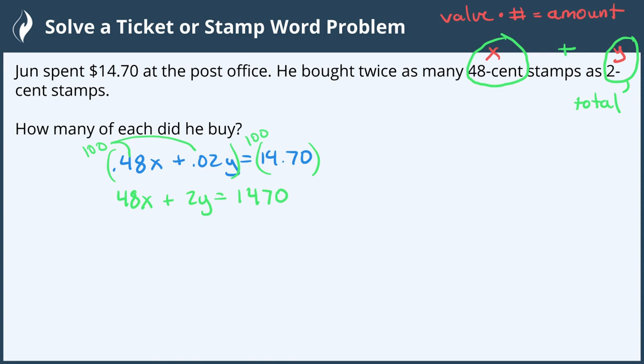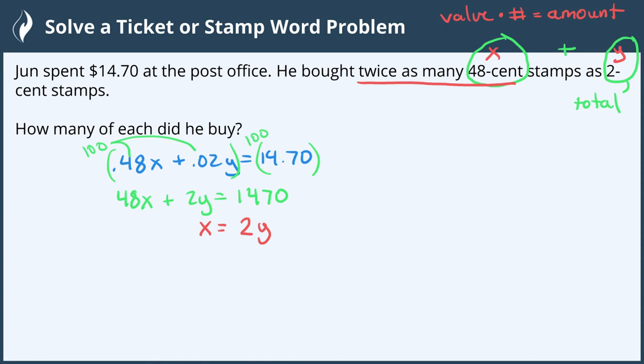Now for our second equation, we need to read our second sentence a second time. He bought twice as many 48-cent stamps, which we used X to represent, as 2-cent stamps. This can be kind of tricky to translate. Since we have more of the 48-cent stamps, then we would say that the number of 48-cent stamps is the same as the number of 2-cent stamps, which is Y, multiplied by 2.